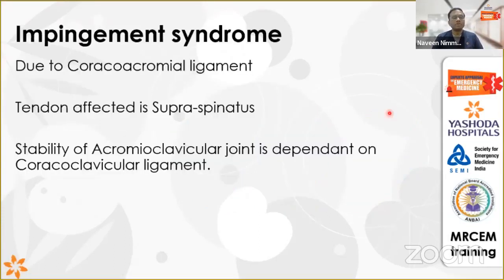And this acromioclavicular joint stability is dependent on which ligament? So the majority of the stability depends on the coracoclavicular ligament. So coracoid process to the clavicle.